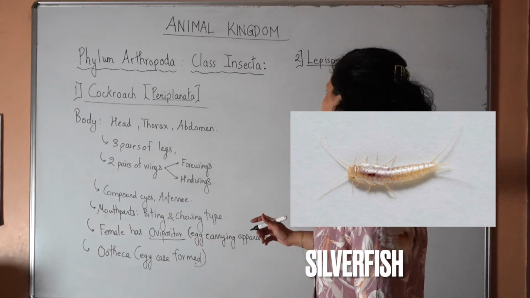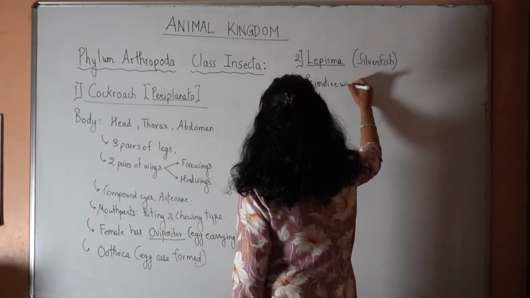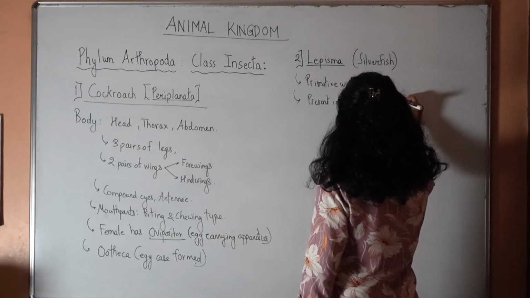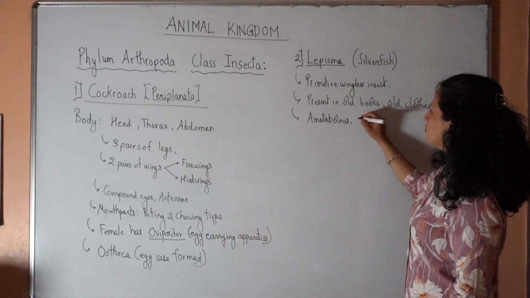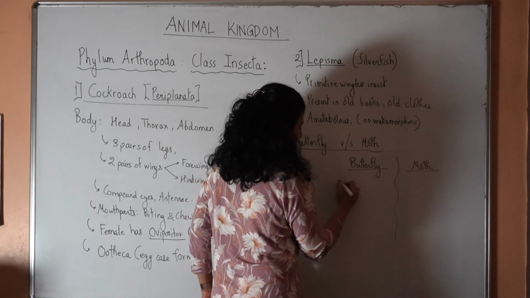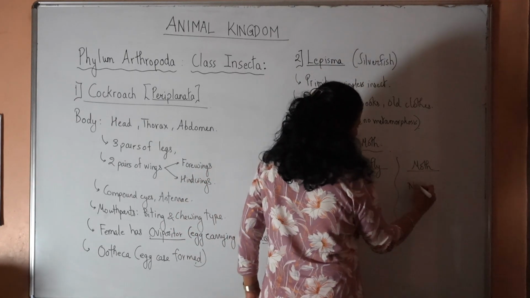It's a primitive insect. Primitive wingless insect present in old books, old clothes. Development is ametabolous, means there is no metamorphosis. Butterfly and moth. Activity for butterfly is diurnal and for moth it is nocturnal.